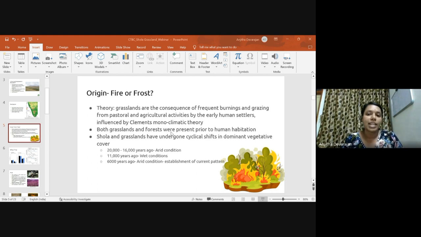And only later did we actually find the real reason behind this. There was a study done by a group of researchers. What they did was they took two pots, one with grassland soil and the other with Shola soil, and they sowed the seeds of Syzygium grande, a native Shola forest species, and they put these pots in the grassland and also in the Shola forest so that they could study the climate and also the edaphic characters.